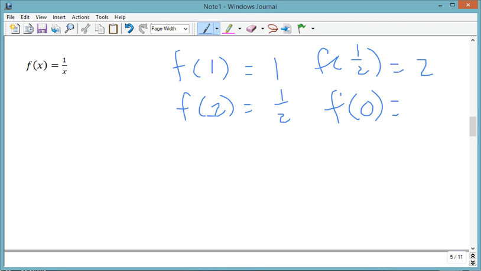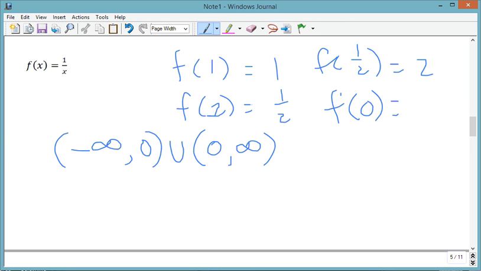So the domain of this would be everything except for 0. The way we write that is we go from negative infinity up to 0, but we don't include 0, and we union that with starting at 0, but not including 0, up to positive infinity. Okay, so that would be my domain. I'm not going to worry about the range right now. We will talk about the range of this one in another video. Most of these we're not going to talk about range right now.